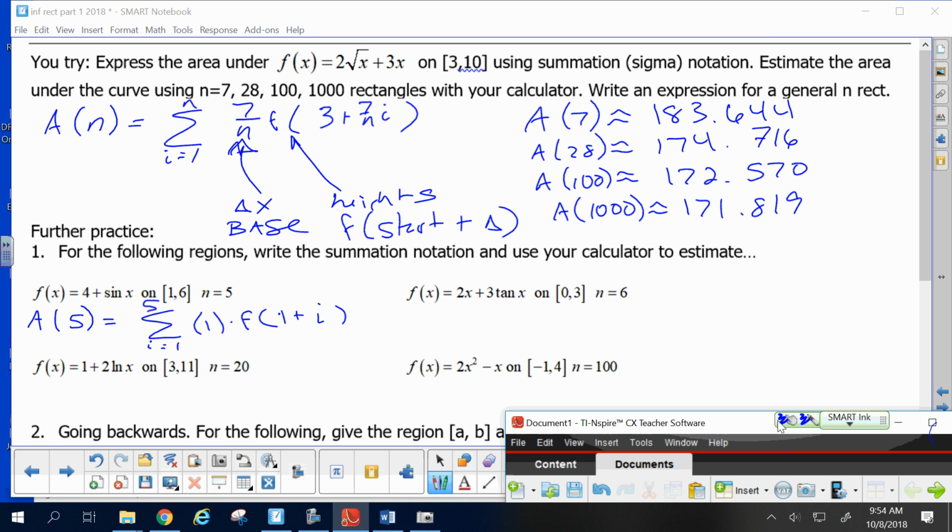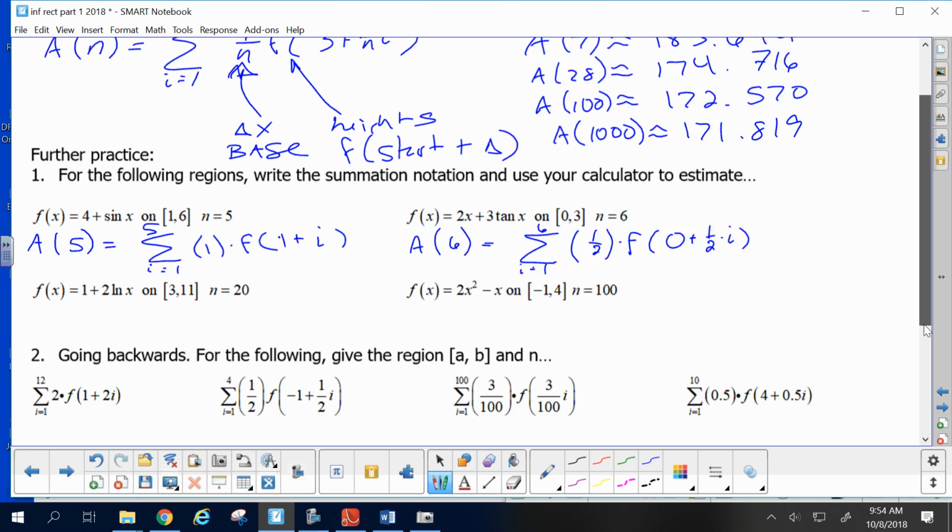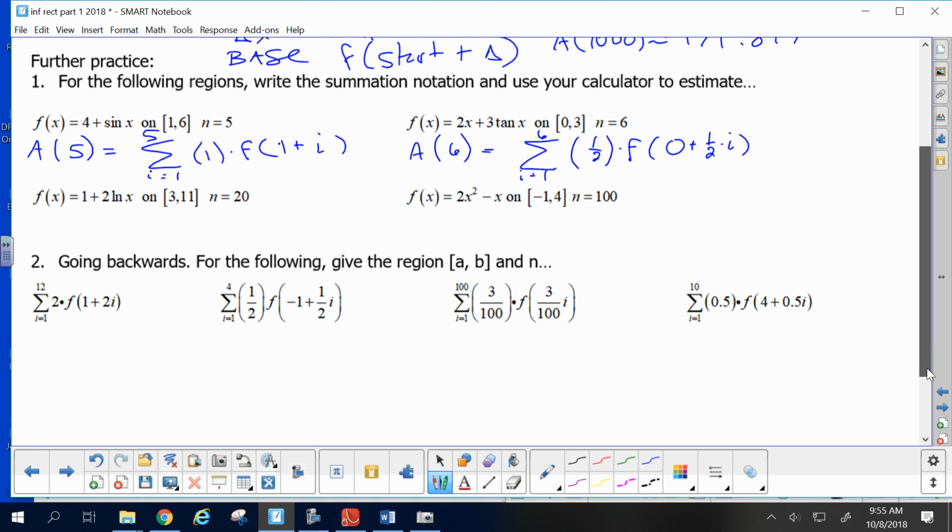How about the second one? The area as a function of 6 rectangles would be the summation. Each base is a half: total region of 3 divided by 6 chunks. Each height is f at the starting value, 0, plus how many deltas over? Each delta is a half, and how many over? i times, starting from i of 1 and going to i of 6. Okay? You do the next two, and then we'll talk about going backwards.